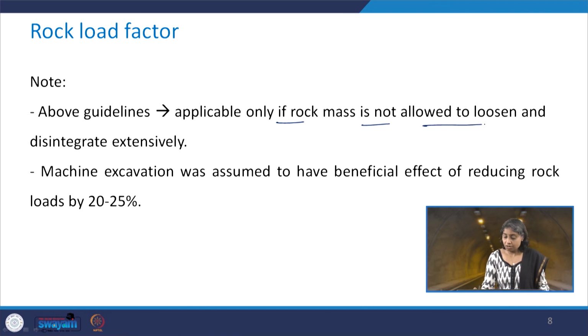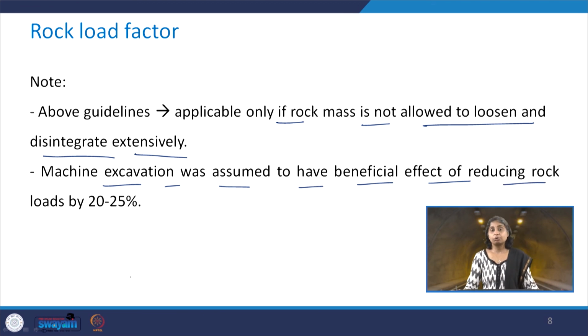We need to keep in mind that all these guidelines that we discussed are applicable only if the rock mass is not allowed to loosen and disintegrate extensively. So, machine excavation was assumed to have the beneficial effect of reducing the rock loads by 20 to 25% because of the fact that when we go for the machine excavation, the extent of the loosening zone or loosening mass is less as compared to drilling and blasting method.